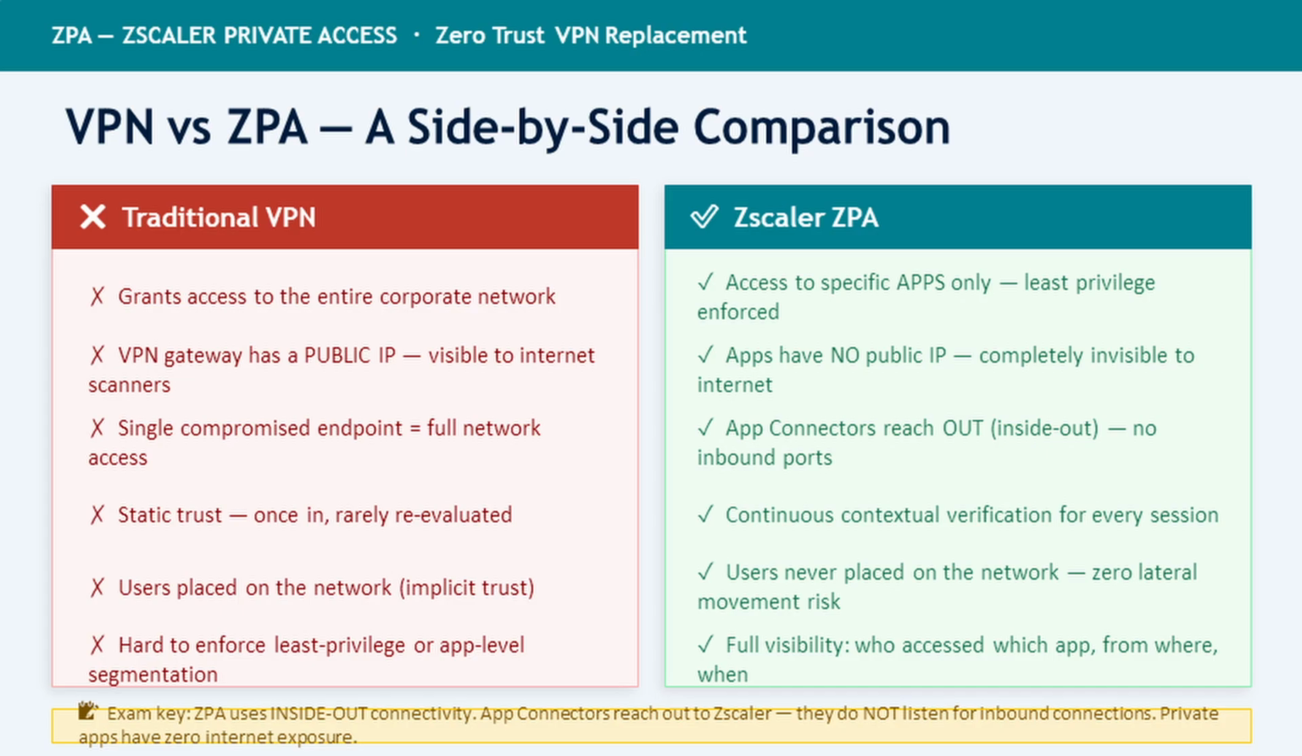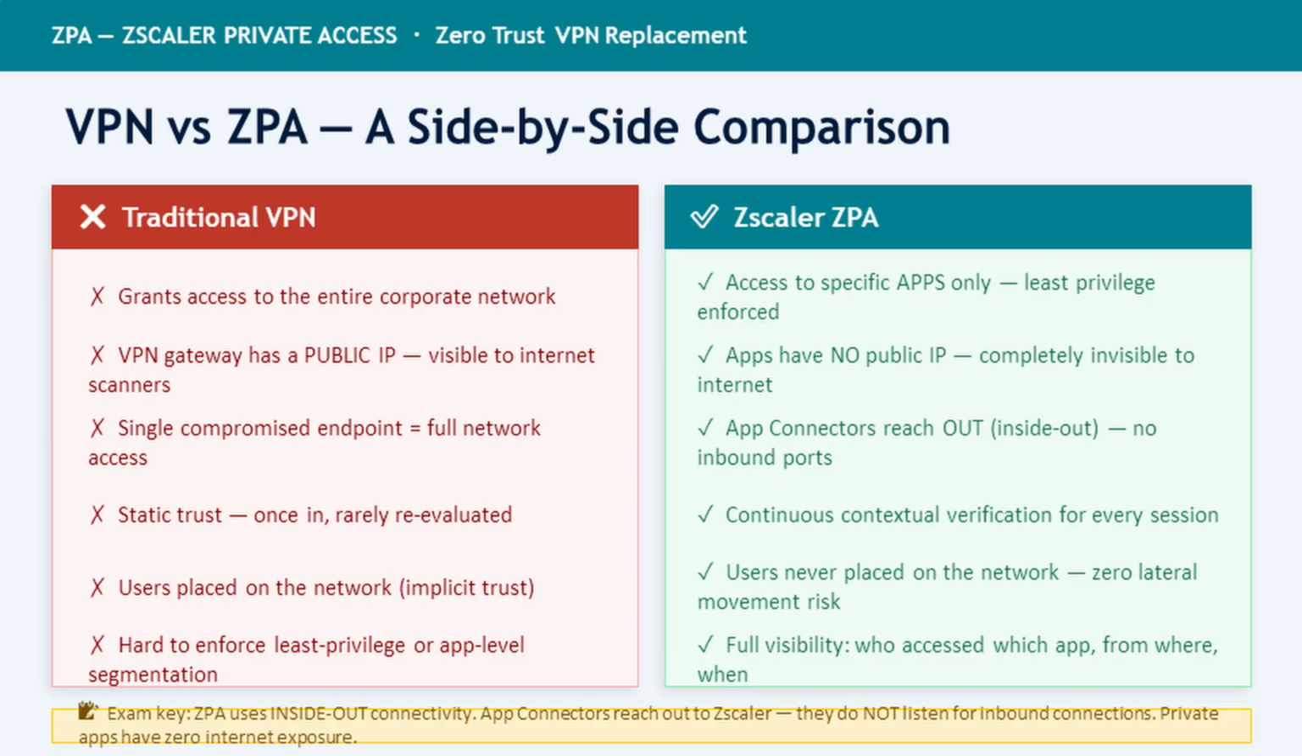VLANs carve the network into subnets. If you're on a subnet, you can reach any host on that subnet. Access is determined by which VLAN you're on, which is tied to your physical or virtual network location, not your identity. And if an attacker compromises any host on your VLAN, they can see and reach everything else there.